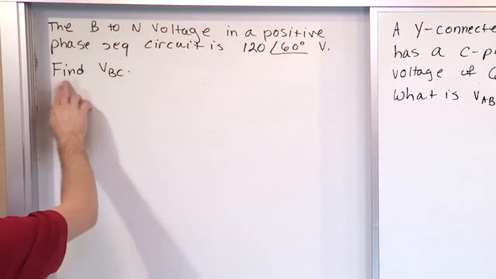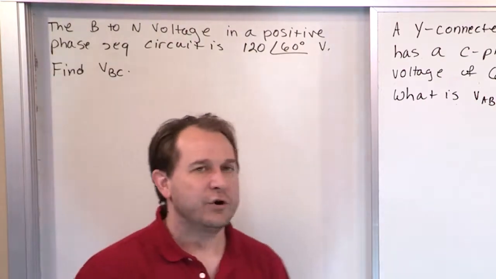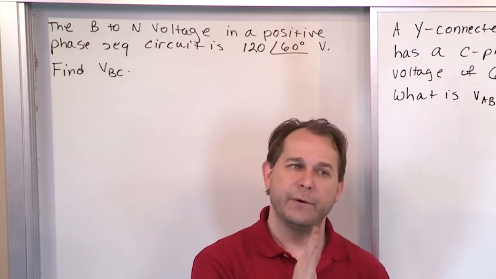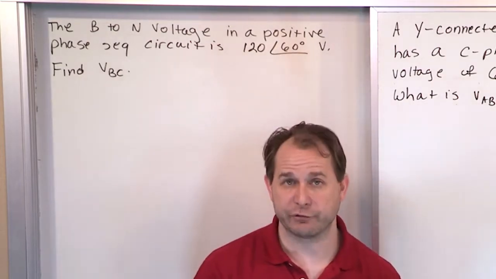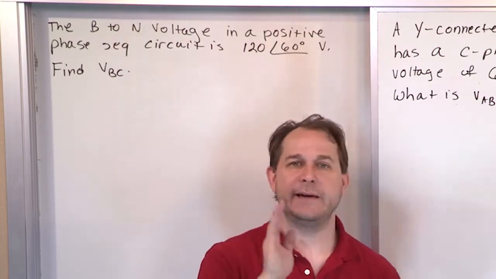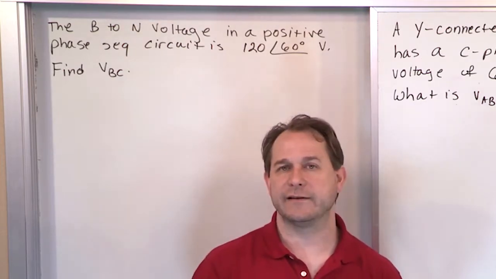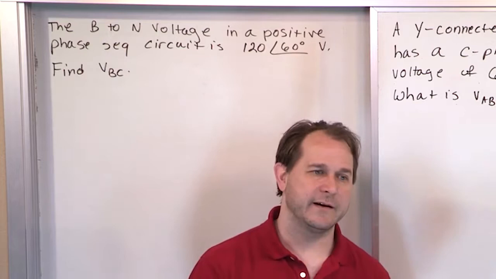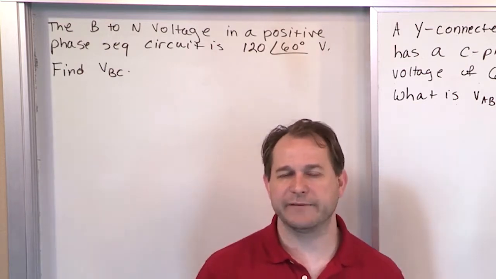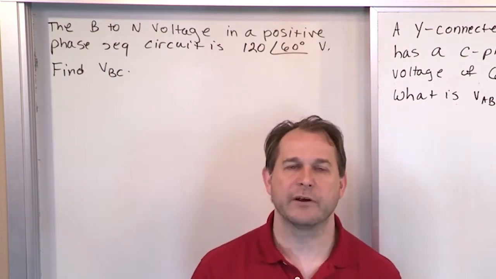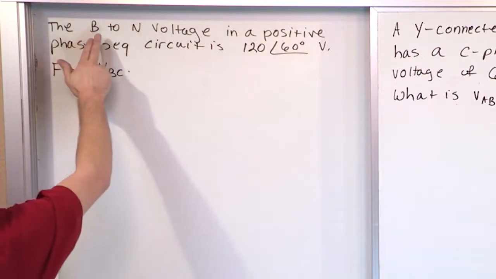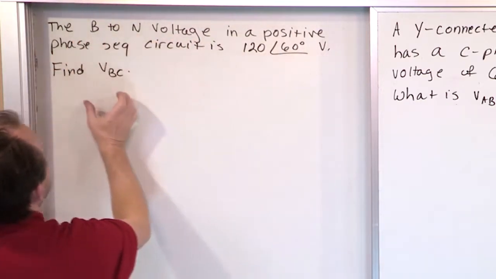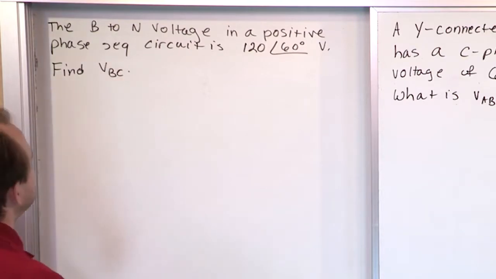And then they're asking you to find VBC. So you should by now know that when you have voltages like AN, BN, CN, those are line to neutral voltages. And when you have AB, BC, CA, those are line to line voltages. If they're not clear to you now, it'll become second nature as we solve more and more of these problems. So to translate this, basically they've given you the line to neutral voltage for the B phase, and they want you to find the line to line voltage for the B phase, essentially, is what they're asking you to do.